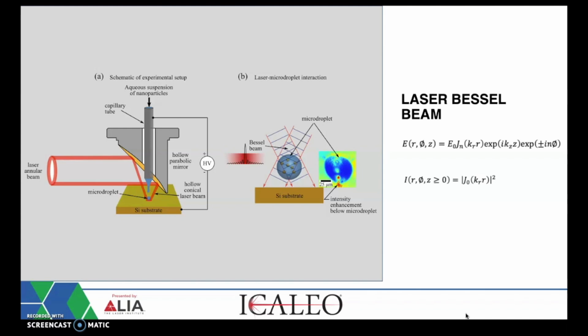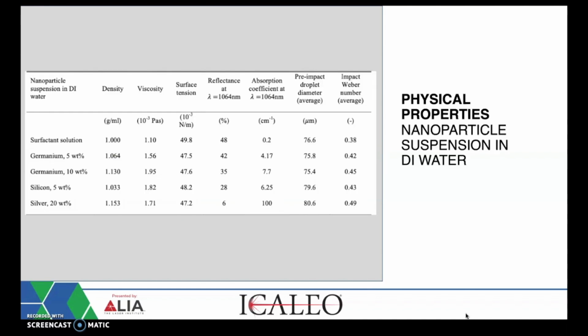For measuring the thermal response of the Bessel beam heated microdroplets, different fluids were tested, and those are the ones that are shown in this table. We can see that we have first a surfactant solution. That means that it has zero concentration of any nanoparticle. And then a solution of germanium with 5% concentration in weight and 10 weight percent as well. And silicon, 5 weight percent. And finally silver with a concentration of 20% in weight.